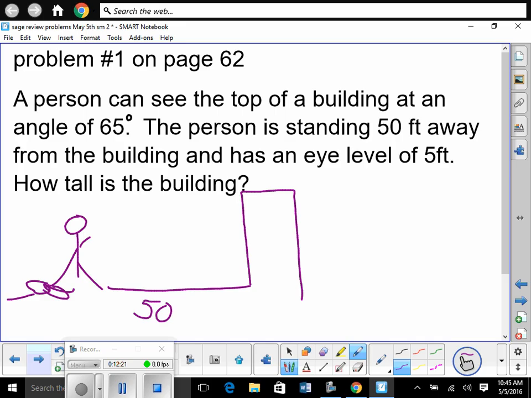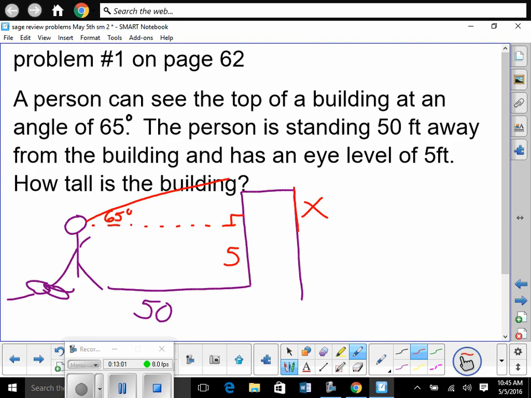Okay, so it says the person is 50 feet away from the building. Now here's the catch. He has an eye level of 5 feet, so his eyes are looking out across from that 5 feet, right? Because it doesn't say the angle of depression, it just says the person can see the top of the building at an angle of 65 degrees. So didn't their eyesight start right here at 5 feet and go up at 65 degrees? So this is our right triangle up here. If we find x, aren't we only going to be finding the distance from here up to the 5 feet? So let's go through and solve for x.